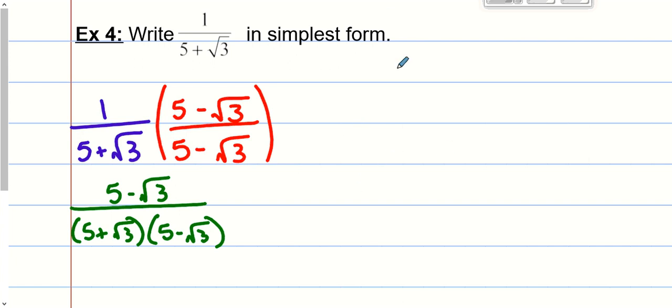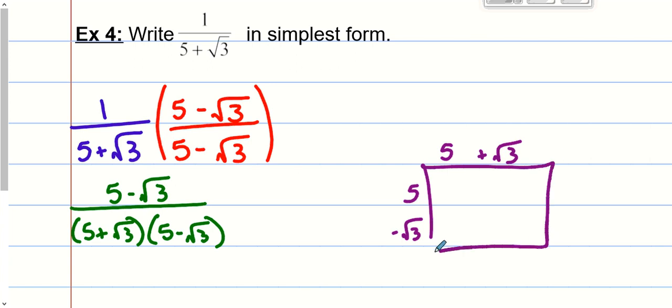So we're going to do that over to the side. We have 5 plus the square root of 3 times 5 minus the square root of 3. And we are going to go ahead and box that. So now when we box this, just multiply it like normal. 5 times 5 gives me 25. 5 times the square root of 3 is just 5 square roots of 3. 5 times negative square root of 3 is negative 5 square root of 3.